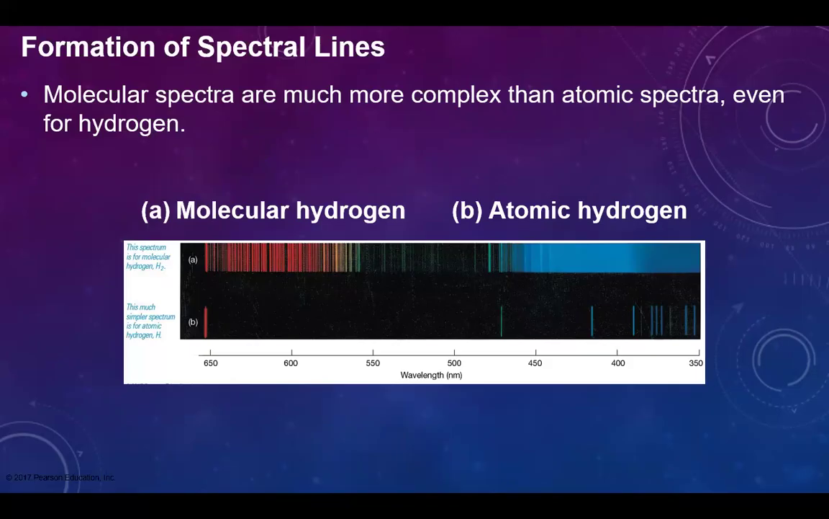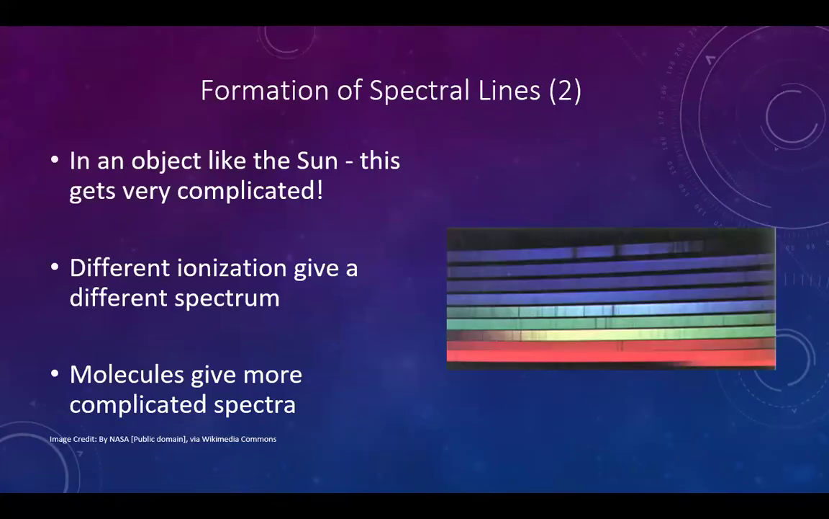On the bottom here, that's atomic hydrogen. Above it, that's molecular hydrogen. All I did is add a second hydrogen and let them bond. But now the 2 hydrogens together have so many more ways they can jiggle, so you get so many more lines.